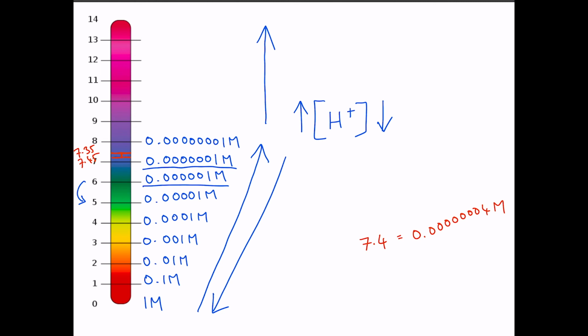It's like saying the pH of my blood is 140 molar of sodium ions, and then all of a sudden I'm going to 1,400 molar of sodium ions. That person would be dead. So slight changes in pH actually result in drastic concentration changes of hydrogen ions in the body.